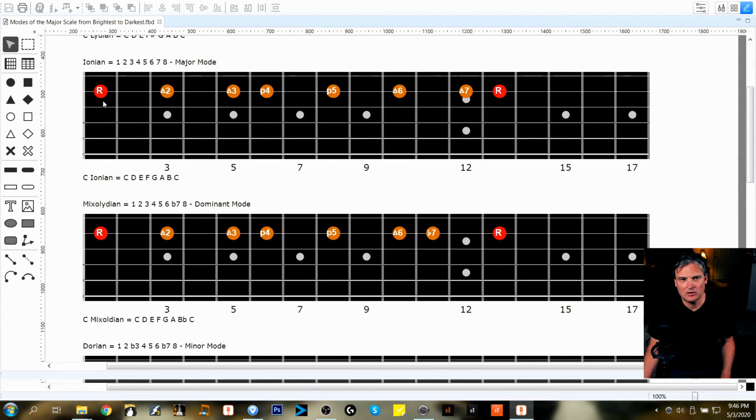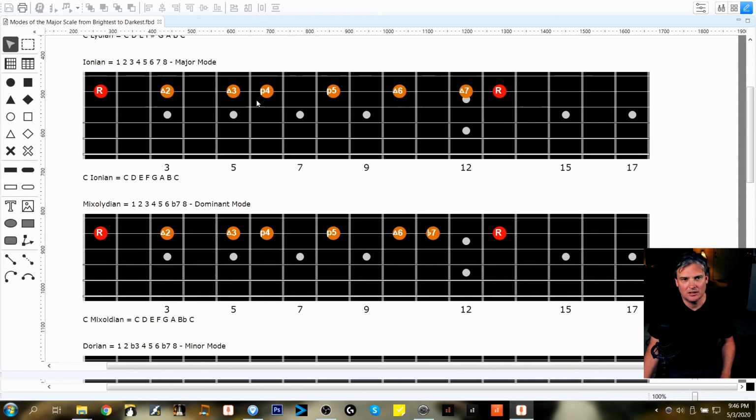Okay, so moving right along, from the root to the major third, that's 1, 2, 3, 4 half steps. Okay, 4 half steps away is a major third interval. So if we only went 3 half steps away, right into this area, this would be a minor third or a flat 3.